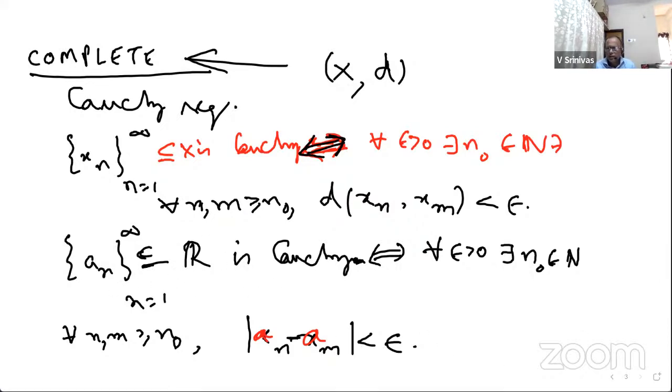In fact, Rn also will be complete. Now, this is what you mean by a complete metric space. Now, let us come back to this question.